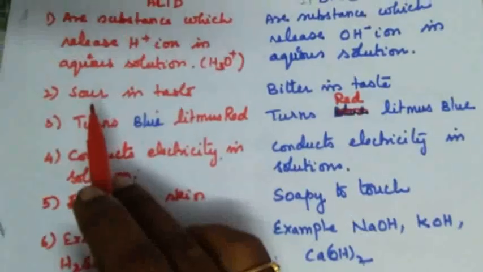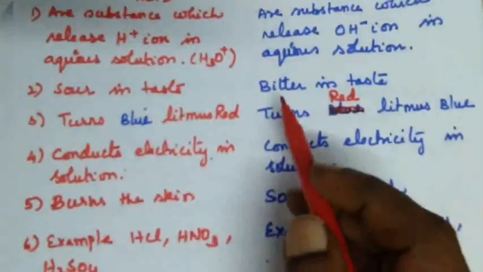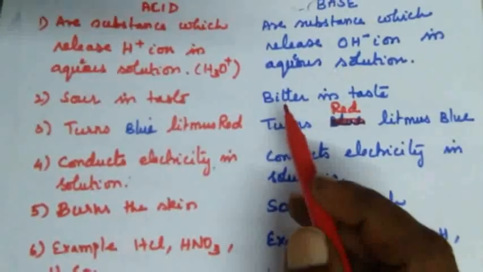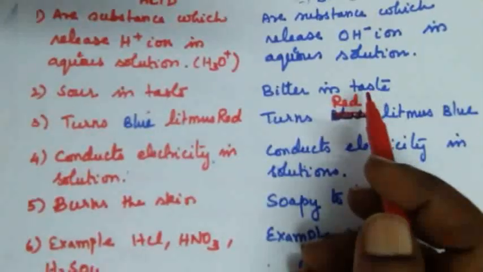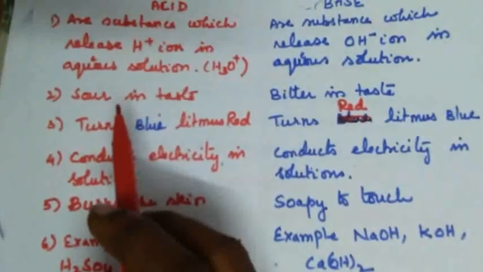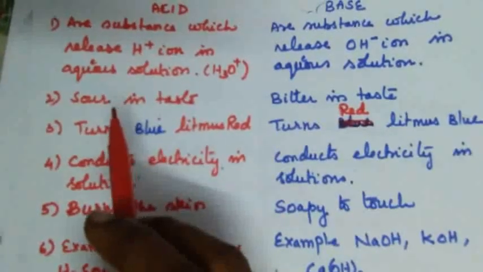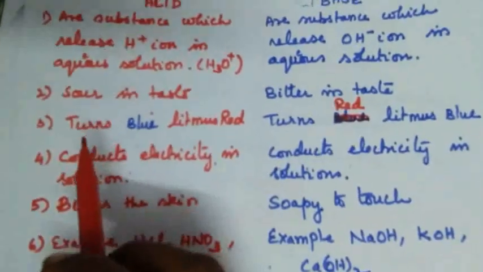What is the taste? Acid is sour in taste. And base is bitter in taste. For acid, if you want to taste and test it, you can taste a lemon. Lemon contains acid, so if you taste it, you know what the taste is.